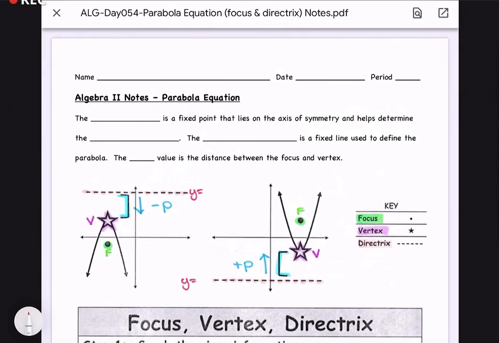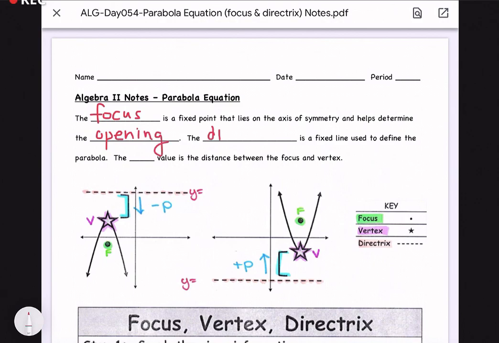So the first thing is the focus is a fixed point that lies on the axis of symmetry and helps determine the opening, which way your graph opens: up, down, left, or right.